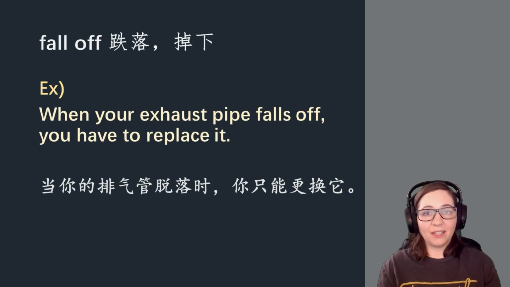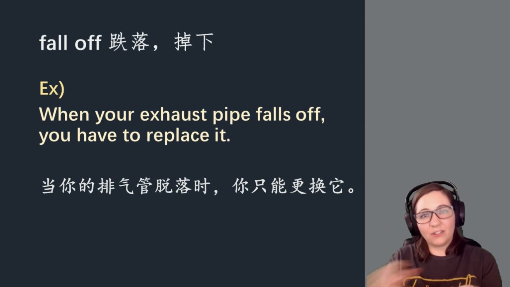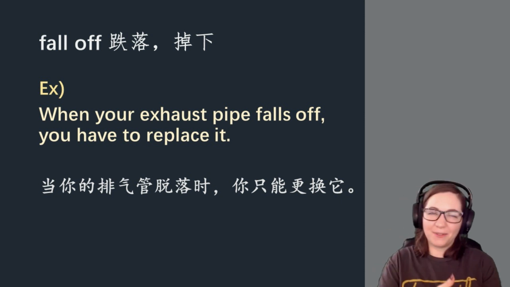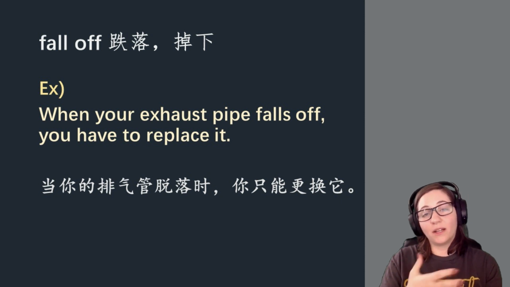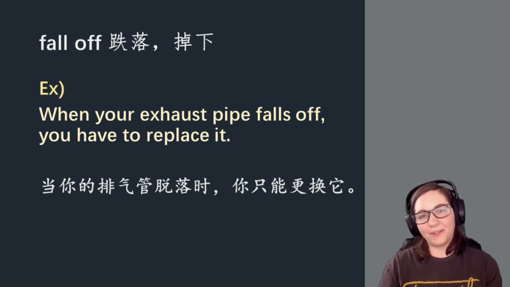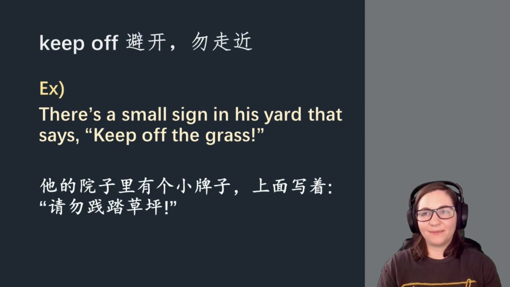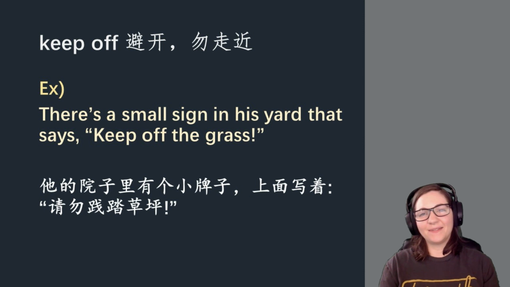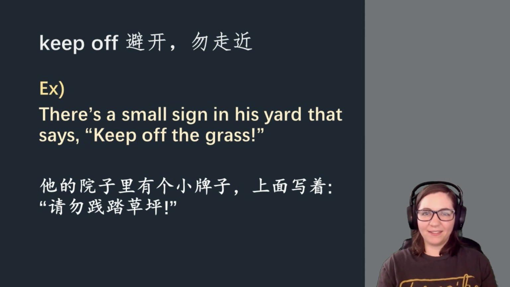This one is very similar. It's fall off. And it means very similar meaning to detach or come off. So when your exhaust pipe falls off, you have to replace it. The next one is keep off. And keep off is another word for avoid touching or doing something. So there's a small sign in his yard that says, keep off the grass.